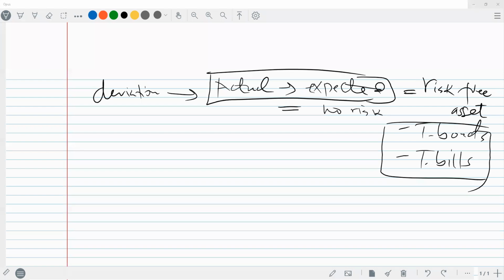Have you confirmed? Yes, I think we did. We covered risk. So what other risks did we discuss? We did an illustration where there was a probability distribution. And we got the risk.